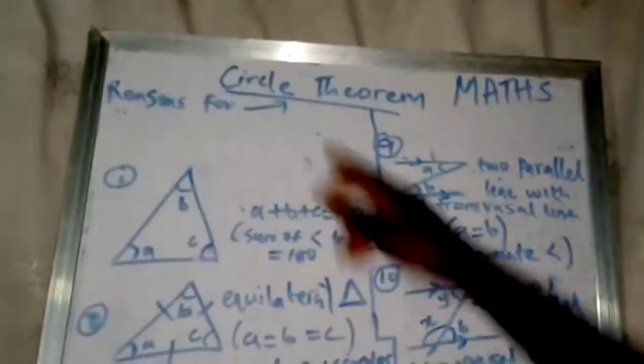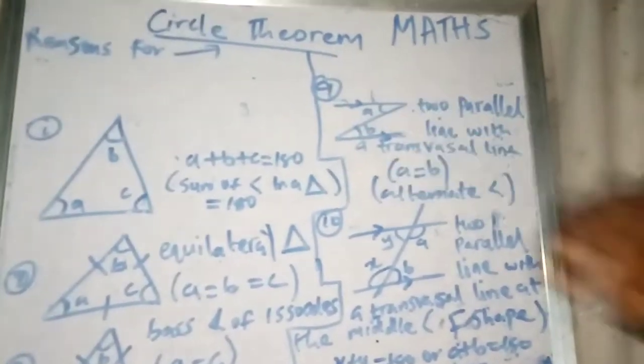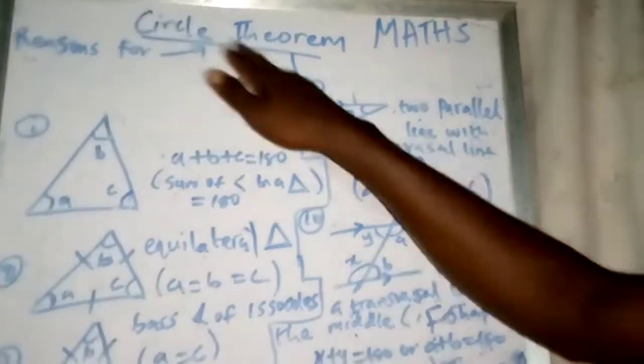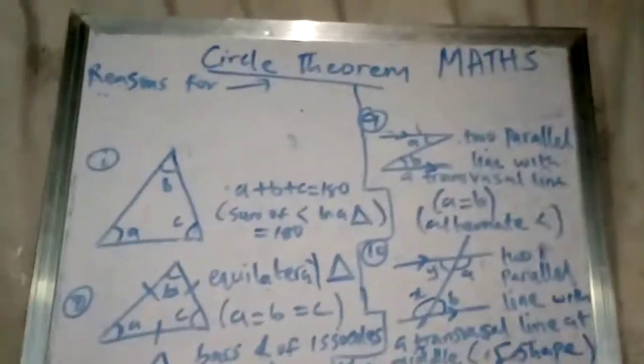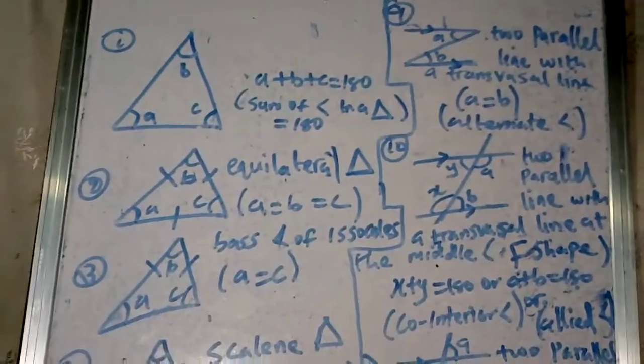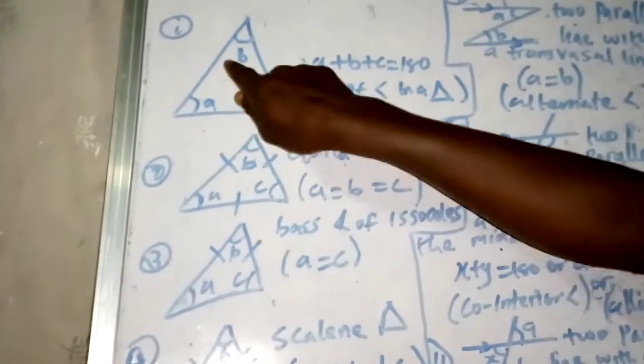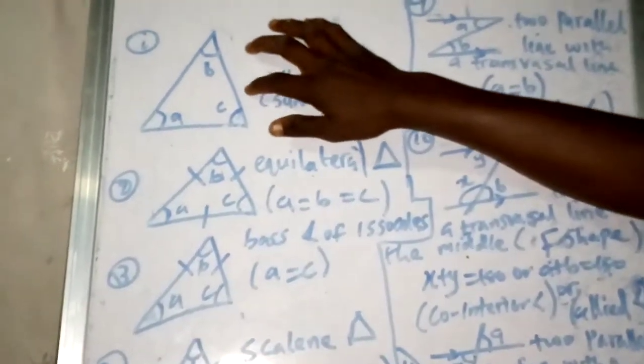So now entering into circle theorem in mathematics. There are reasons for circle theorem, so let us check the reasons. The first reason says the sum of angles in a triangle equals 180. That is, when you add the angles of a triangle. I hope you guys know that.